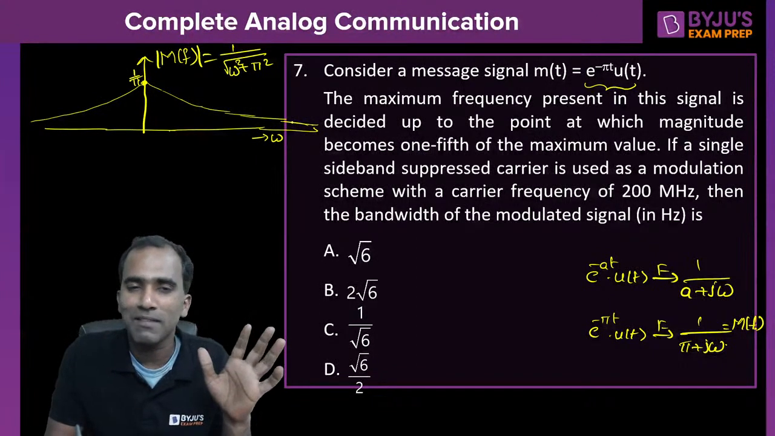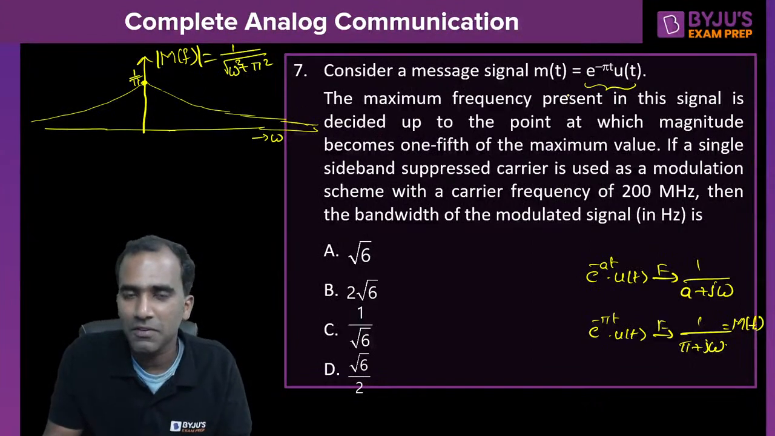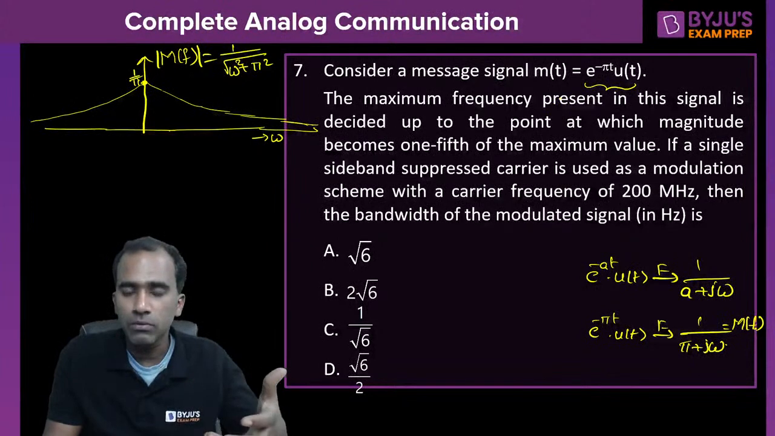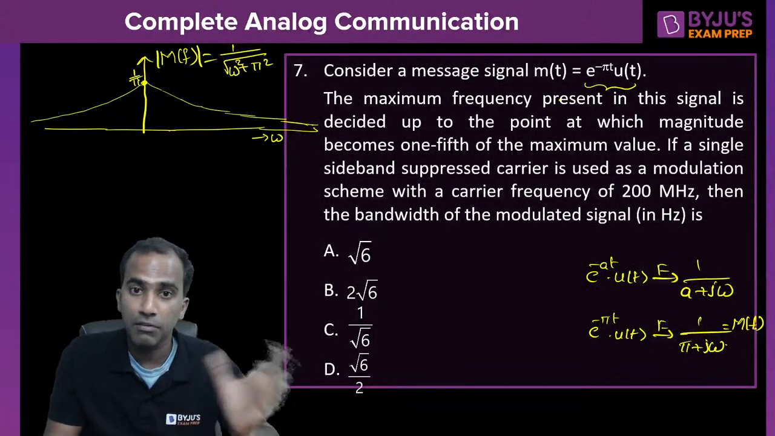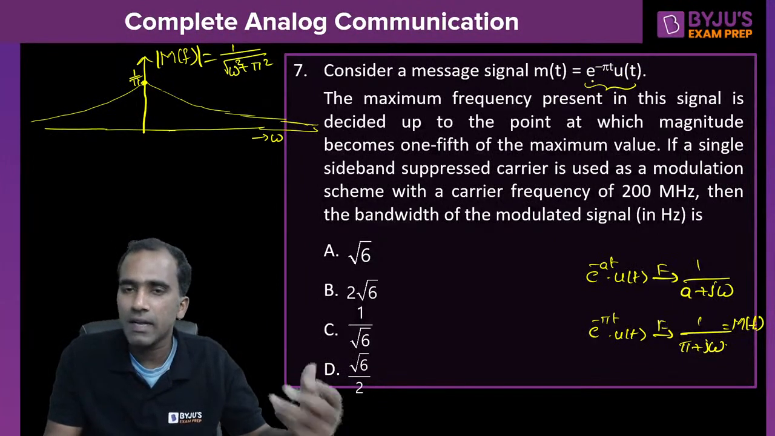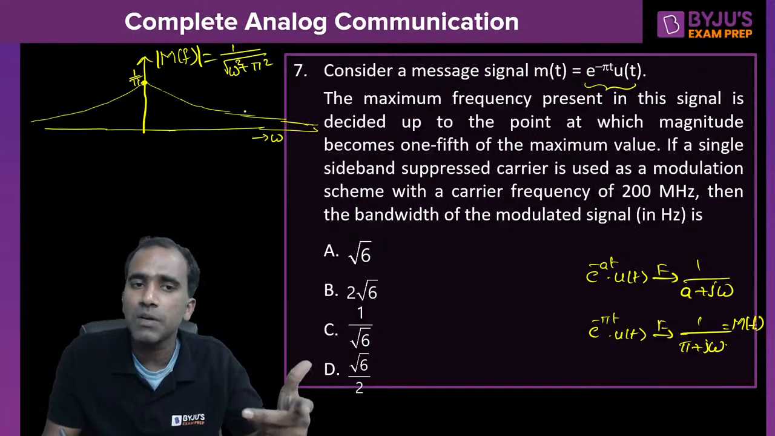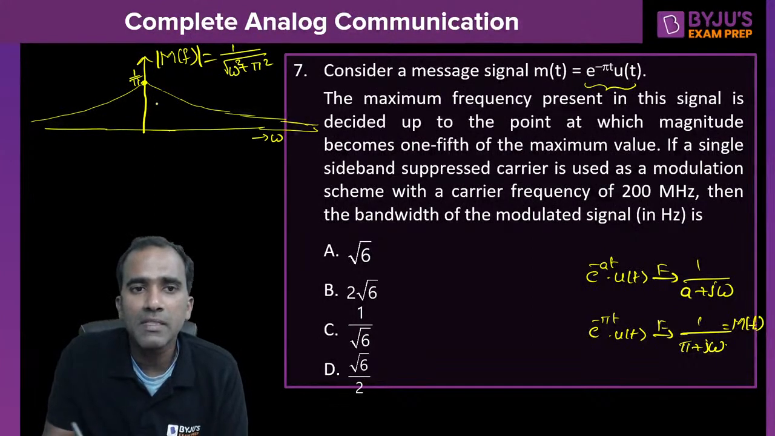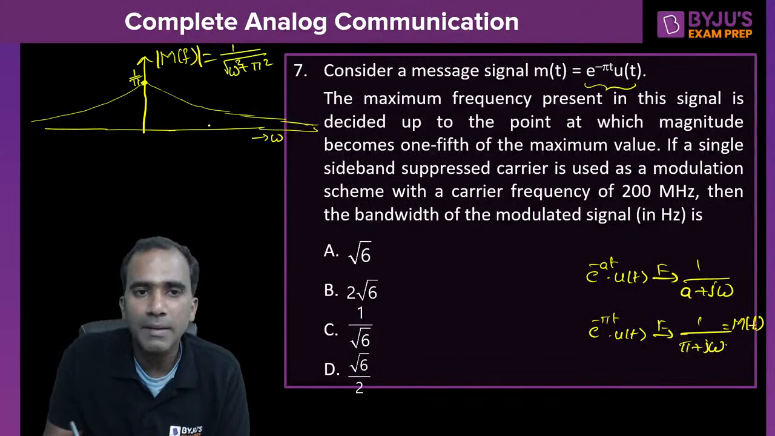Practical signals like voice, audio, video have fixed bandwidth only. They don't have infinite bandwidth. But some theoretical signals like this definitely have infinite bandwidth. That is when we need some definition to restrict the bandwidth to be limited. So 3 dB bandwidth means the range of frequencies up to which the magnitude becomes 1 by root 2 times the peak magnitude.